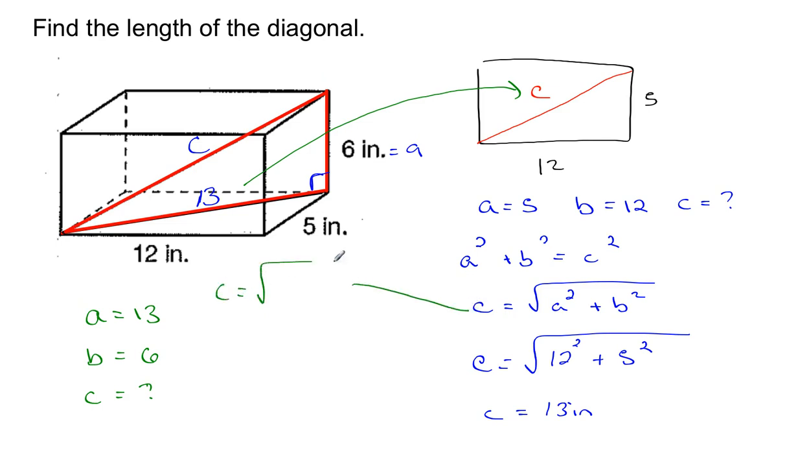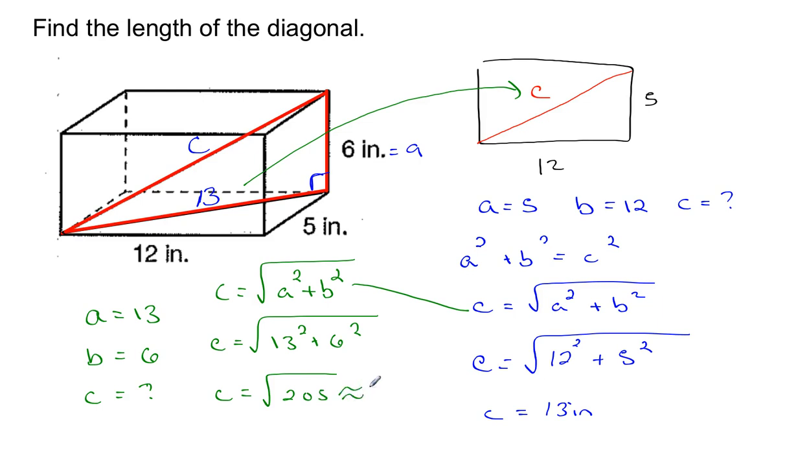So C equals the square root of A squared plus B squared. C is equal to 13 squared plus 6 squared. And after all said and done, C is equal to the square root of 205, which is about, if I round this, 14.3, I believe. 14.3 inches if I round to the nearest tenth.